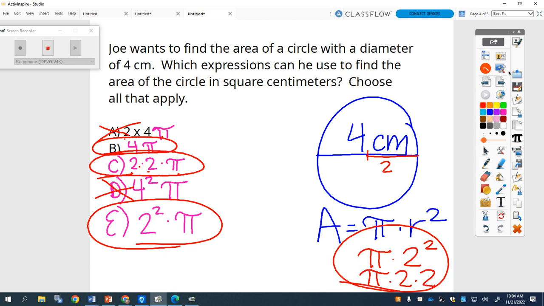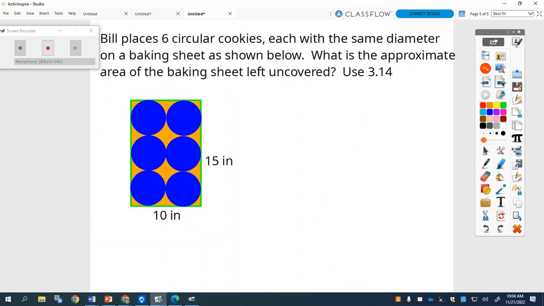Okay, last one. And on this one, I need you to make sure that you pay attention, because we had lots of people struggle with this one. Bill places 6 circular cookies, each with the same diameter, on a baking sheet, as shown below. What is the approximate area of the baking sheet that's left uncovered by the cookies?